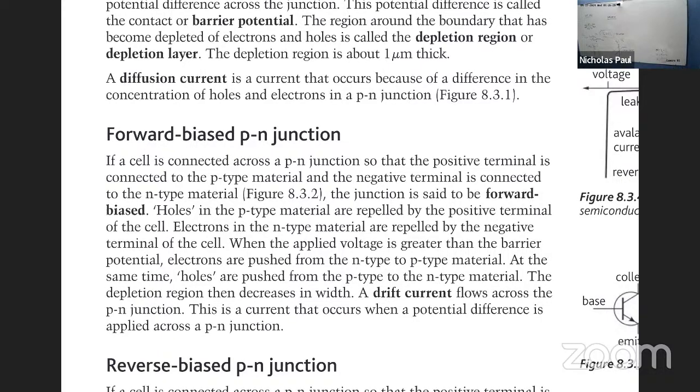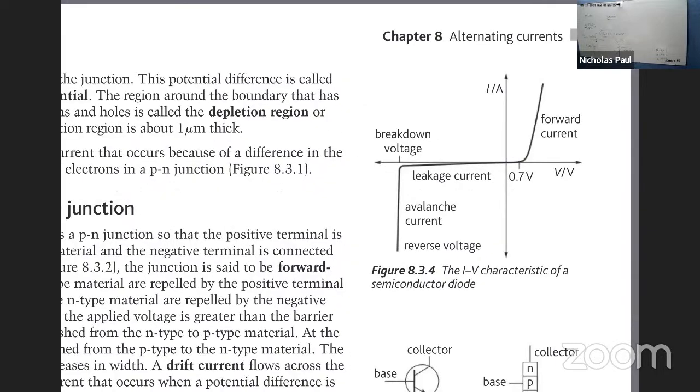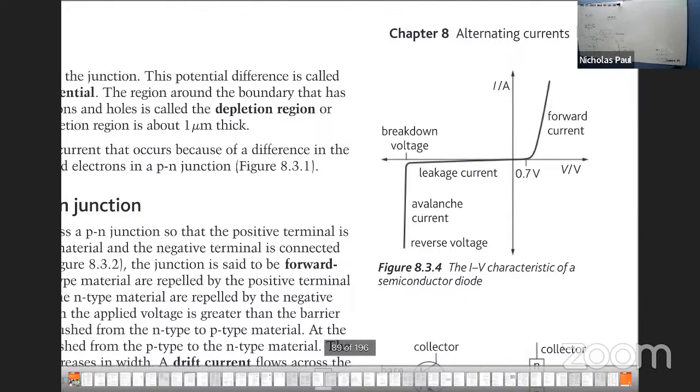A diffusion current occurs because of a difference in the concentration of holes and electrons, right? So it's important that you learn those definitions. You will see those things popping up. What's the diffusion current? And so on, right? Right here is the graph that we all know. This is the graph of current versus voltage, and that's the general shape of it. You'll recognize that after a particular breakdown voltage, nothing increases. There's no change at all.